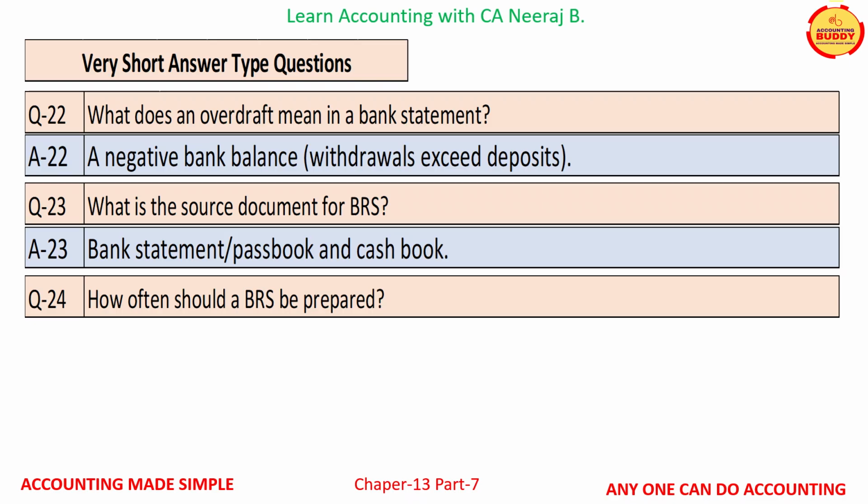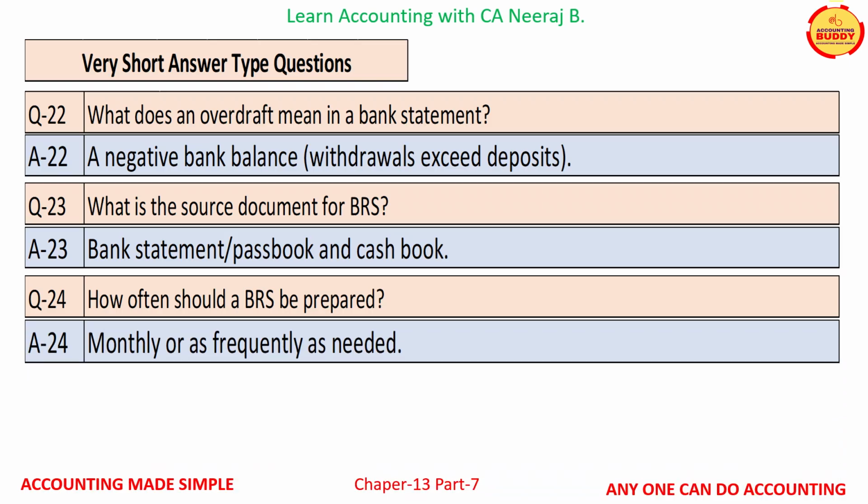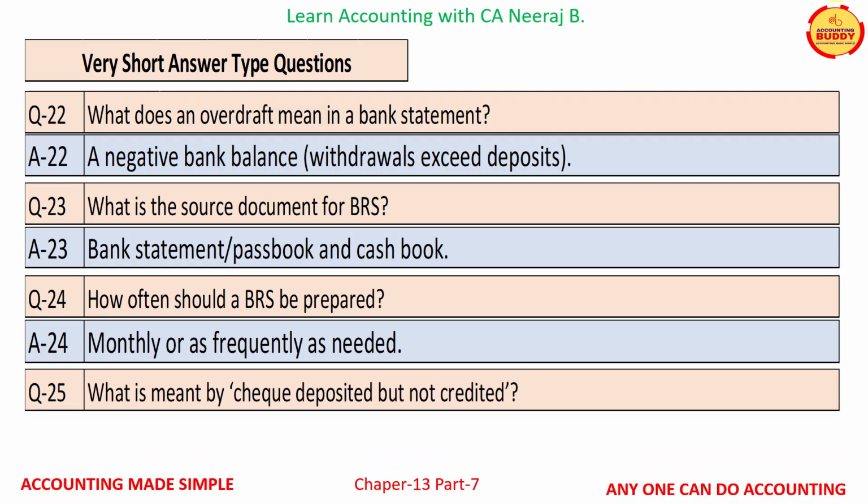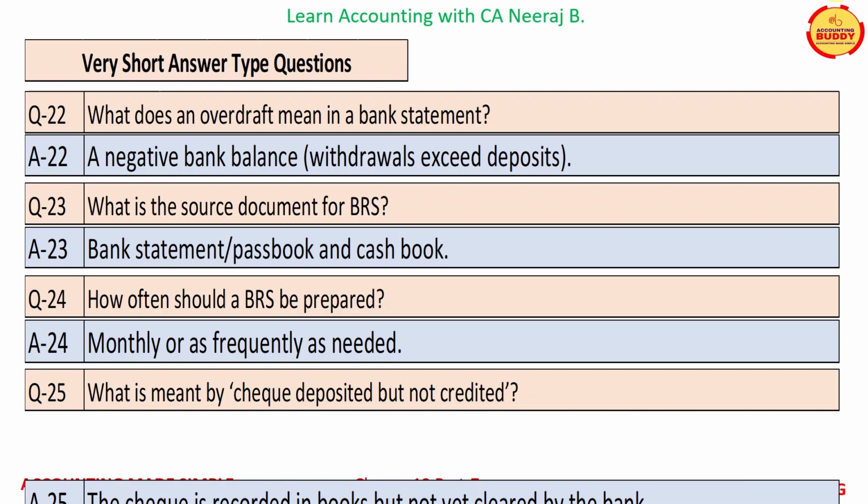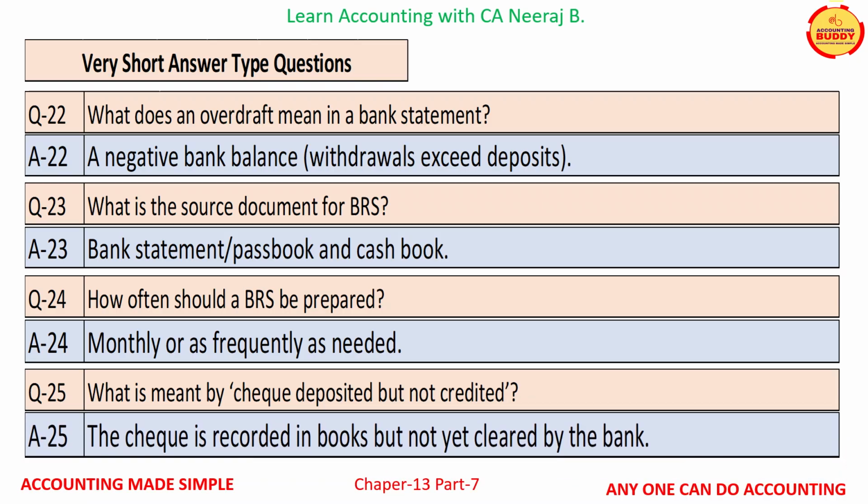Question number 24 is how often should a bank reconciliation statement be prepared? And the answer is monthly or as frequently as needed. Question number 25, what is meant by check deposited but not credited? And the answer is the check is recorded in the books but not yet cleared by the bank.